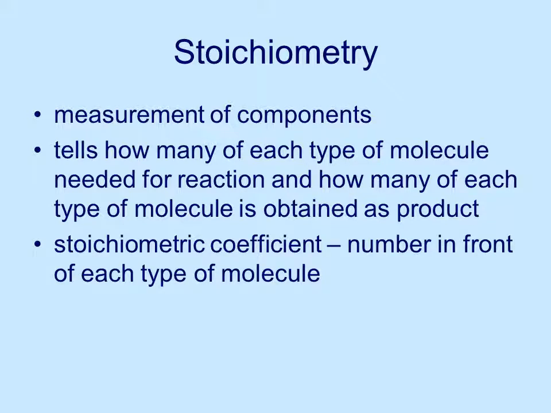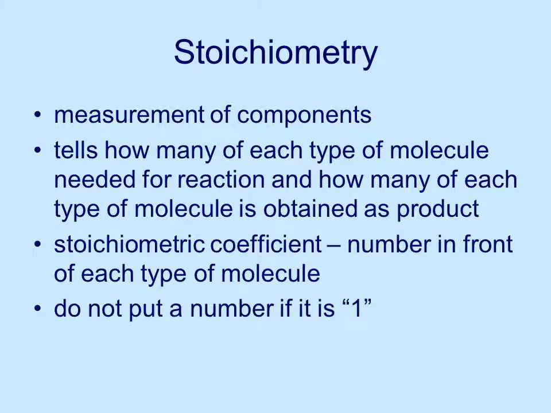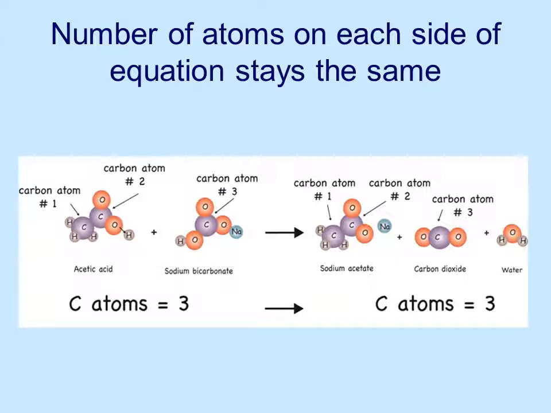The stoichiometric coefficient is simply the number in front of each kind of molecule. If there's just one molecule in the reaction, then you don't put a number. You don't put 1. But if there are 2, 3, 4, whatever number of molecules, you put that number. Now, the number of atoms always stays the same. You cannot create new atoms, nor can you destroy old atoms. The number of atoms on the right-hand side equals the number of atoms on the left-hand side.